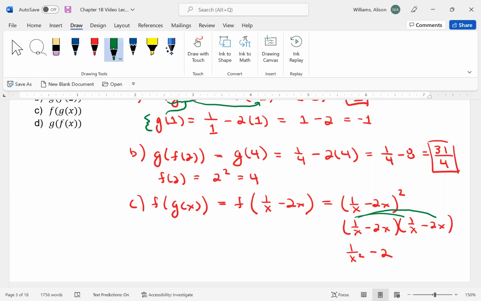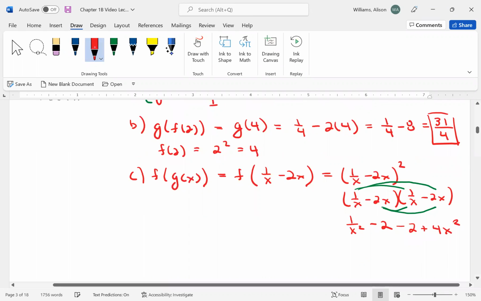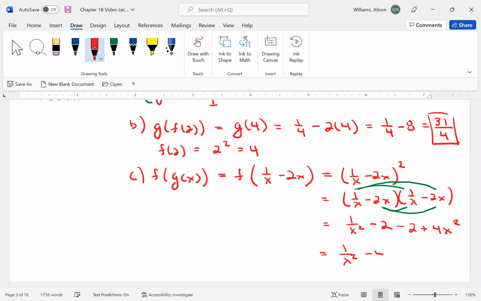So that's going to be the same thing that we get here when we multiply those two. Negative 2. Negative 2x times negative 2x is positive 4x squared. Okay, so the simplified answer is 1 over x squared minus 4 plus 4x squared. And that is the first composition.